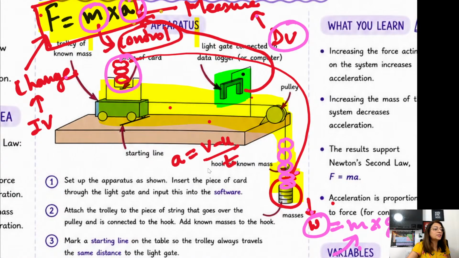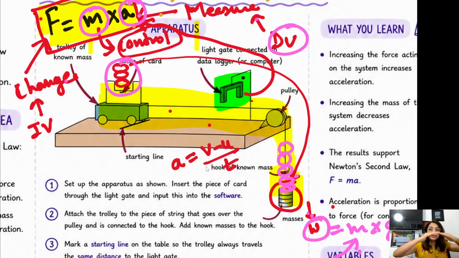Type me in the chat. How can you increase the mass on this, what will you do? Come on, add more. Where do you want to add it, Grace? On the string? This time, add more what? Where do you add it? On the string or on the trolley?